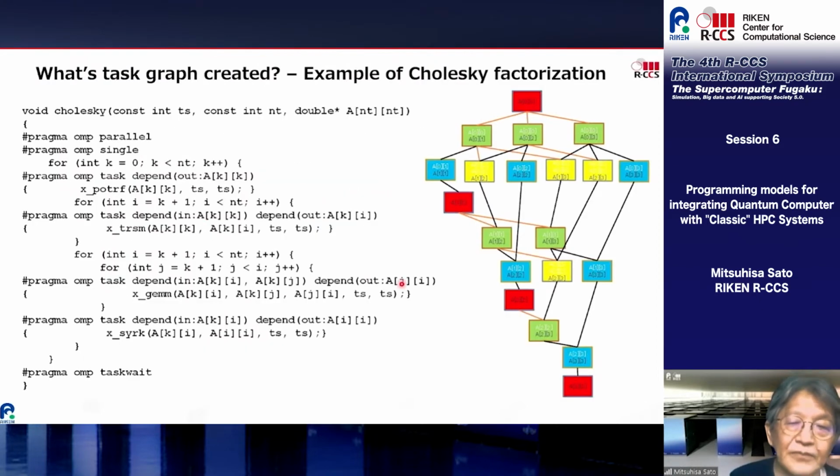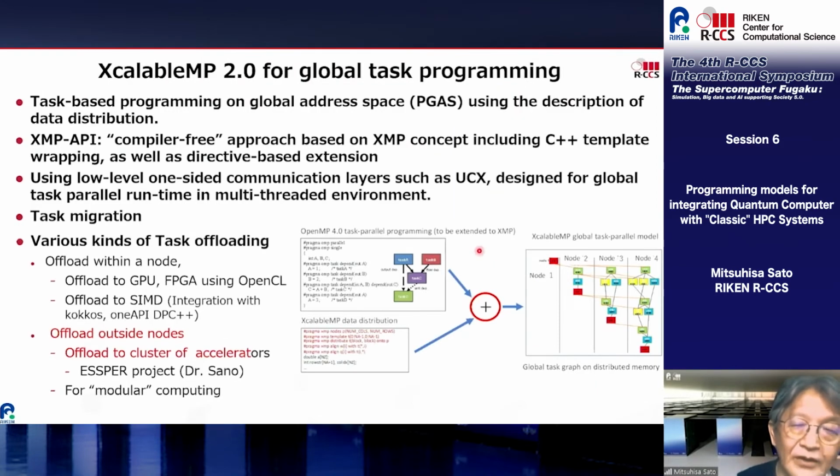For example, this is the Cholesky factorization example. Compared to the classic OpenMP program, OpenMP task programming generates tasks like this and they are executed by the task runtime. Currently, we are working on global task programming, which means that tasks are distributed over different nodes. The name of the model and language is XcalableMP.